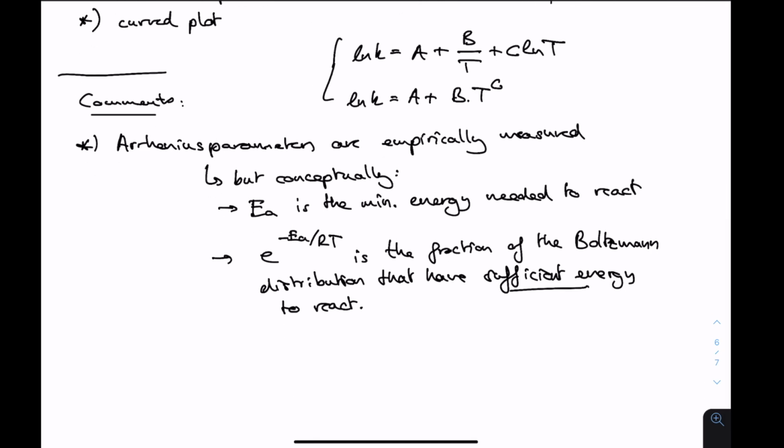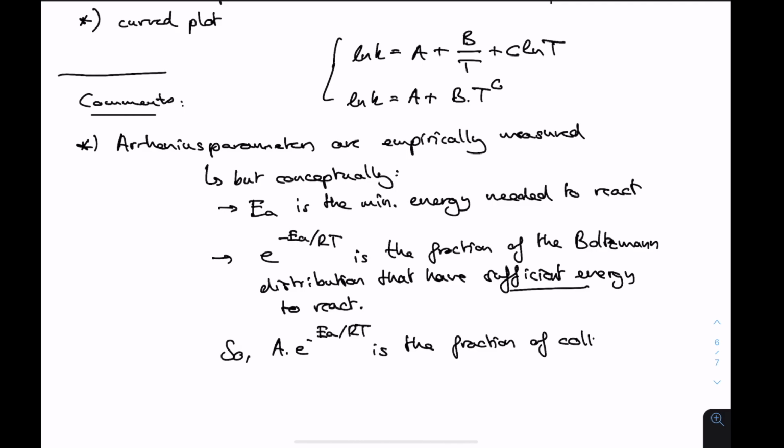So if we take that together, A times e to the minus EA over RT is the fraction of collisions that lead to the formation of products.